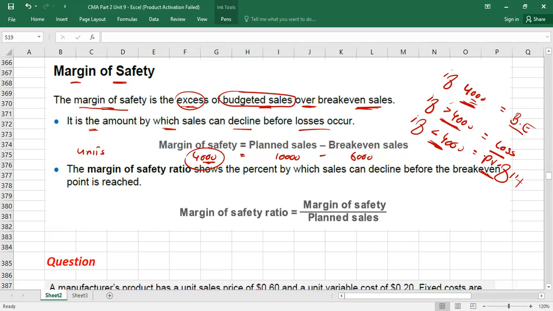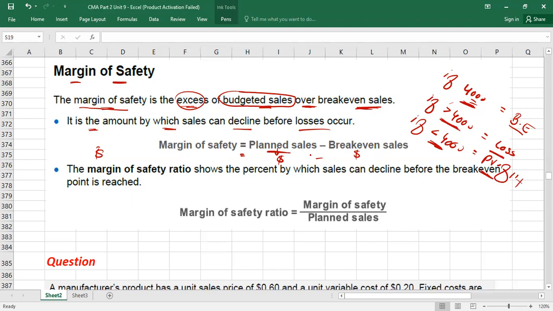Then the margin of safety can also be calculated in revenue. I'll show you the formula, don't worry. We can calculate it in dollars also. Here you take planned sales in dollars minus break-even sales in dollars, and you get your margin of safety. Obviously, planned sales are greater than break-even sales, so the result is the margin of safety. Your planned sales should be more, not less.